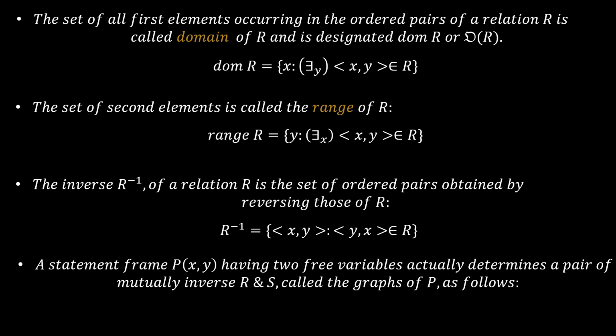Another thing we can say is that a sentence frame P(x, y) having two free variables determines a pair of mutually inverse relations R and S, which are called the graphs of P, as follows. R is the forward direction, the (x, y) such that P(x, y) holds, and S is the backward direction, with (y, x) flipped, such that P(x, y) holds. One other thing we can say is that a two-variable frame P(x, y), together with a choice of which variable is considered to be first, might be called a directed frame.